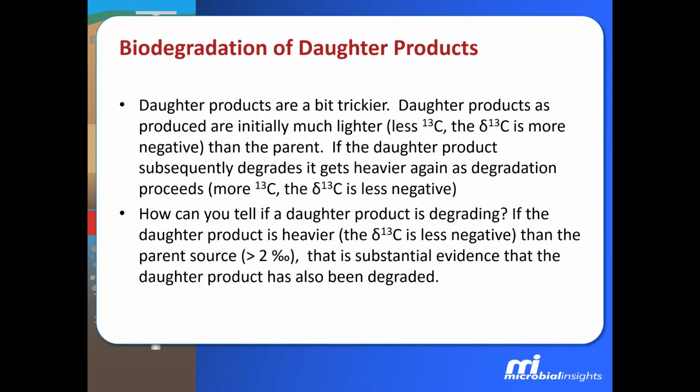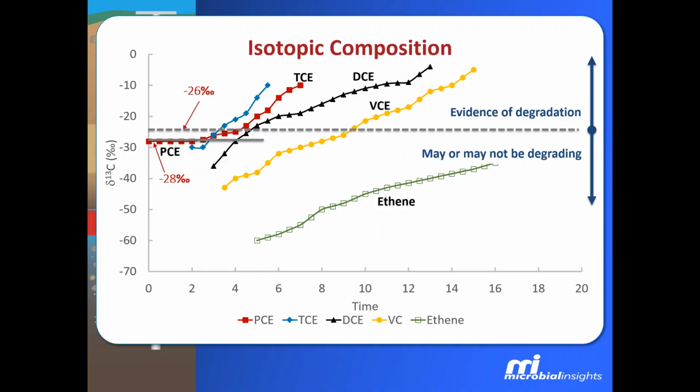Now, if that daughter product then subsequently starts to degrade itself, it will start to get heavier too. So how can we tell if a daughter product has been or is degrading? Well, we use that same rule of thumb and we compare it back to the parent source. If the daughter product becomes heavier, in other words, the del 13C value is less negative than the parent source, again by 2 per mil, we consider that to be substantial evidence that the daughter product has also been degraded.